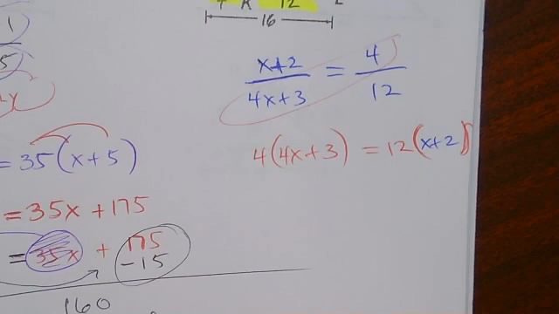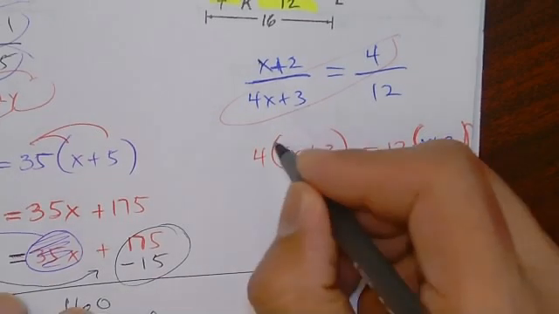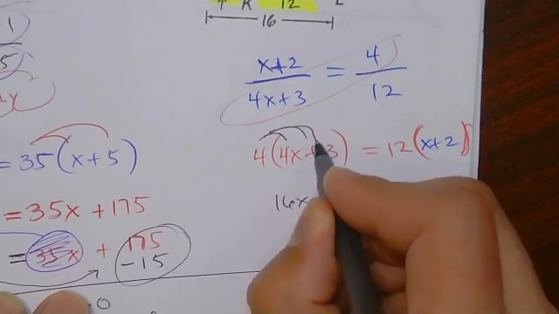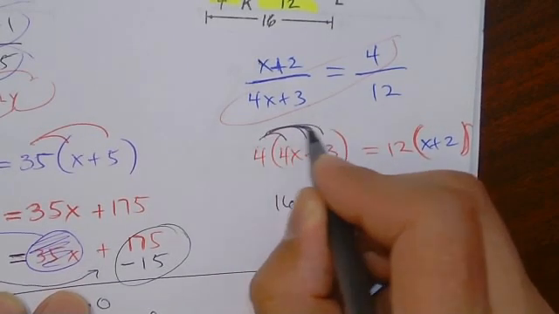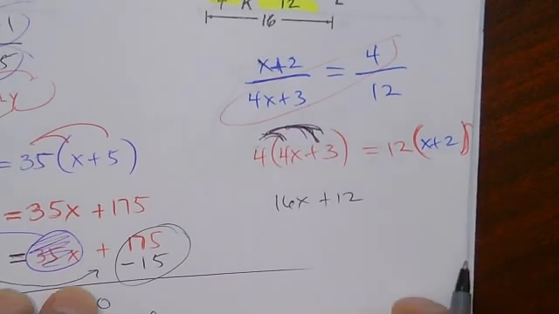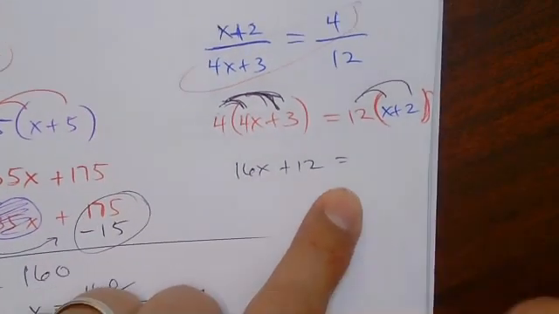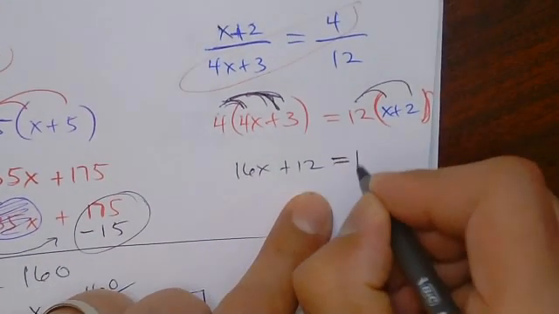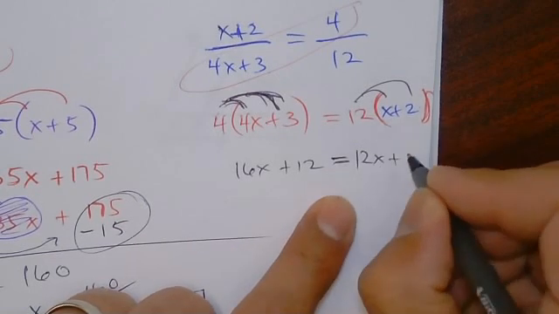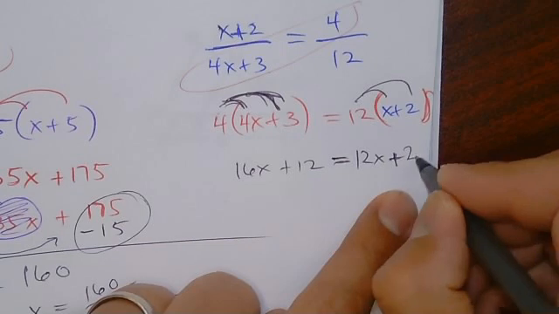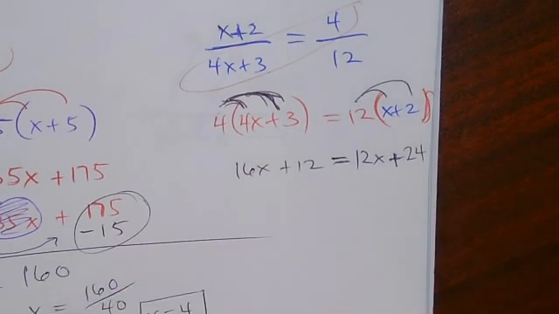X plus 2. Okay, I'm just going to finish it real quick. Okay, I'm going to multiply. I'm going to distribute for you. 4 times this and 4 times this. That's 16x plus 12. 4 times 4 is 16 and 4 times 3 is 12. Ooh, it got sloppy. Equals, and then 12 times each of these. That's going to be 12x plus, don't put a 2 right there. 12 times x, 12 times 2, 24, huh? If you put a 2, you messed up.